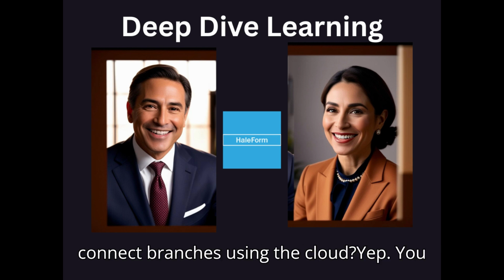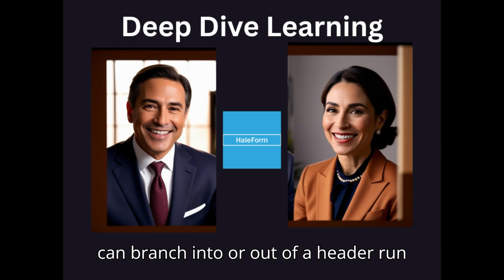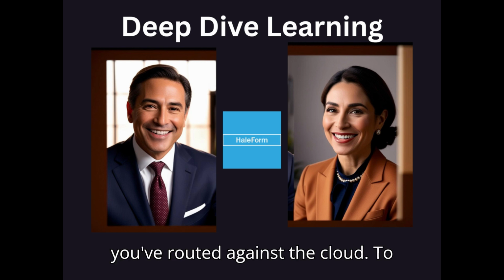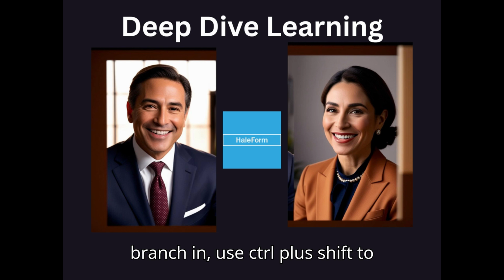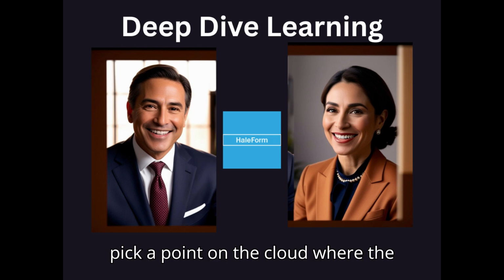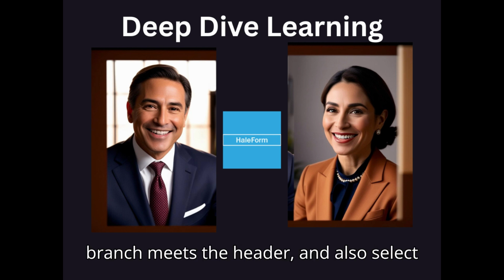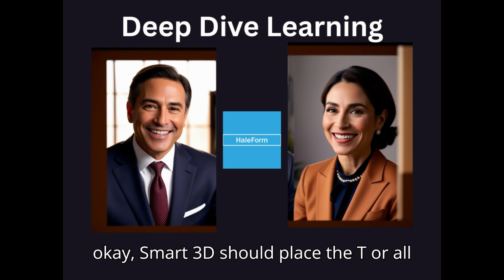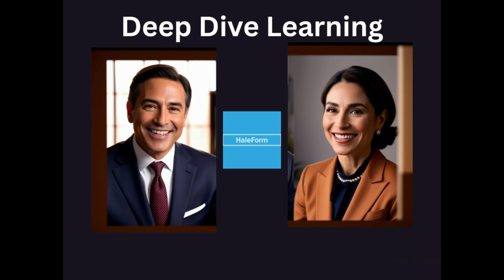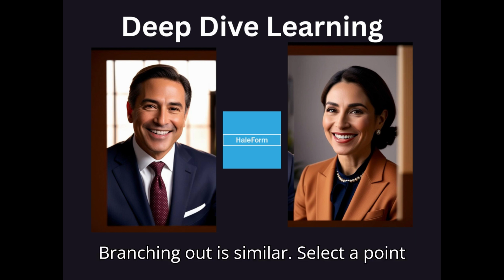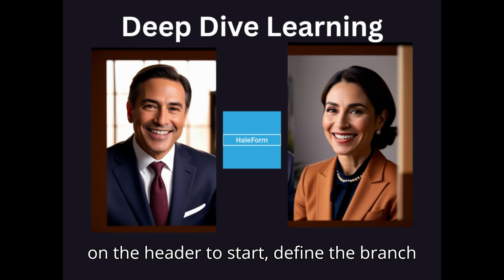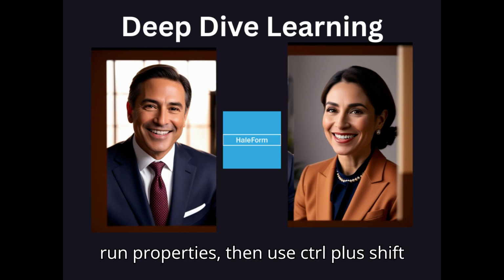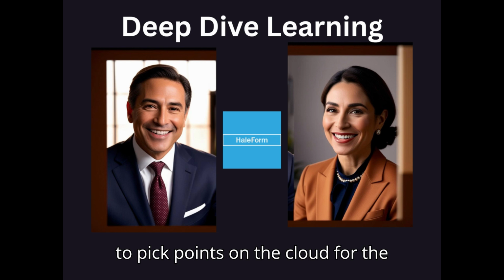What about branches? Can I connect branches using the cloud? Yep. You can branch into or out of a header run you've routed against the cloud. To branch in, use CTRL plus Shift to pick a point on the cloud where the branch meets the header, and also select the header pipe itself. If it's aligned okay, Smart 3D should place the T or ULIT automatically if it's in your spec. Branching out is similar. Select a point on the header to start, define the branch run properties, then use CTRL plus Shift to pick points on the cloud for the branch path.